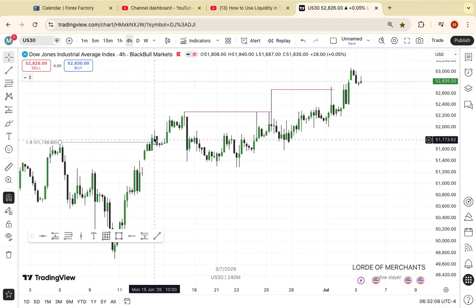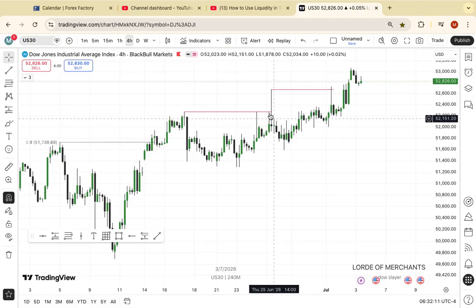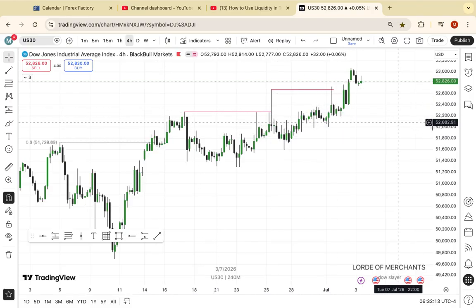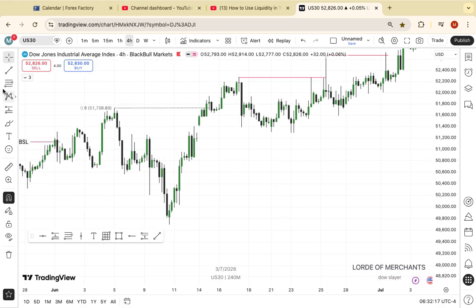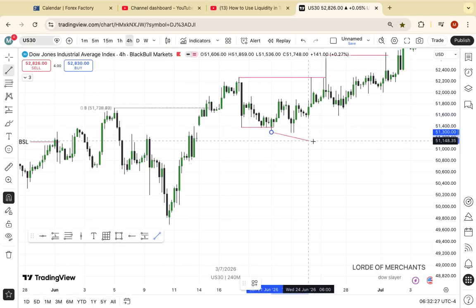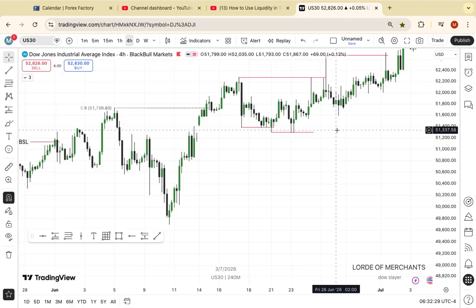Whenever a type of liquidity is taken out, we can have a continuation or a reversal. You see, we have this buy side there. We have more liquidity on the sell side. We have these lows here. This is the first low that has been taken out. Then you can see the price reversed. We have another low that has been taken out, and then price went higher.